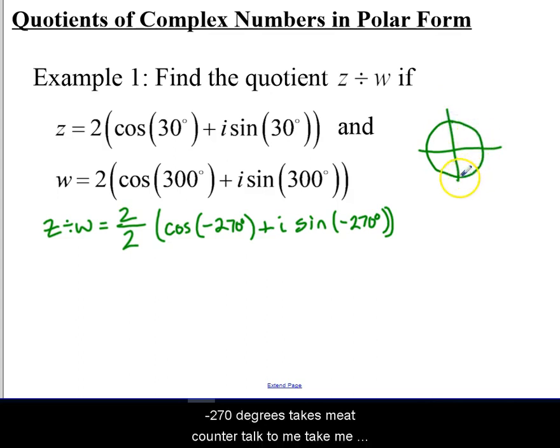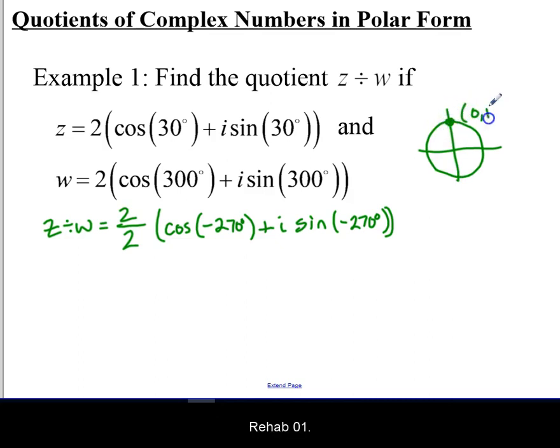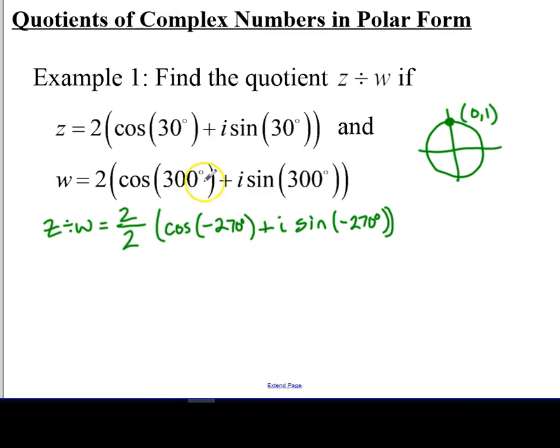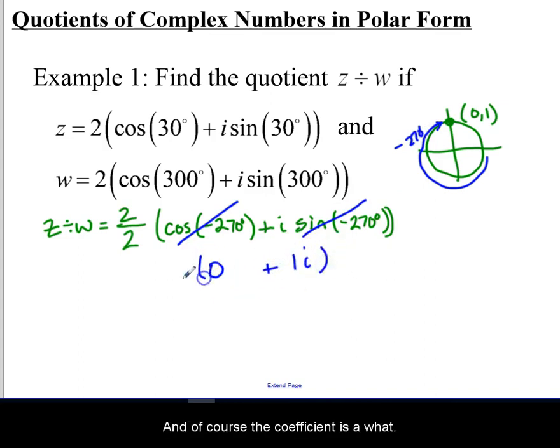negative 270 degrees takes me clockwise up to that point where we have (0, 1). So the cosine, we'll start with that, is 0. So that whole term is a 0. The sine at negative 270 is a 1. So that's a 1i. And of course, the coefficient is a 1. So the final form is i.